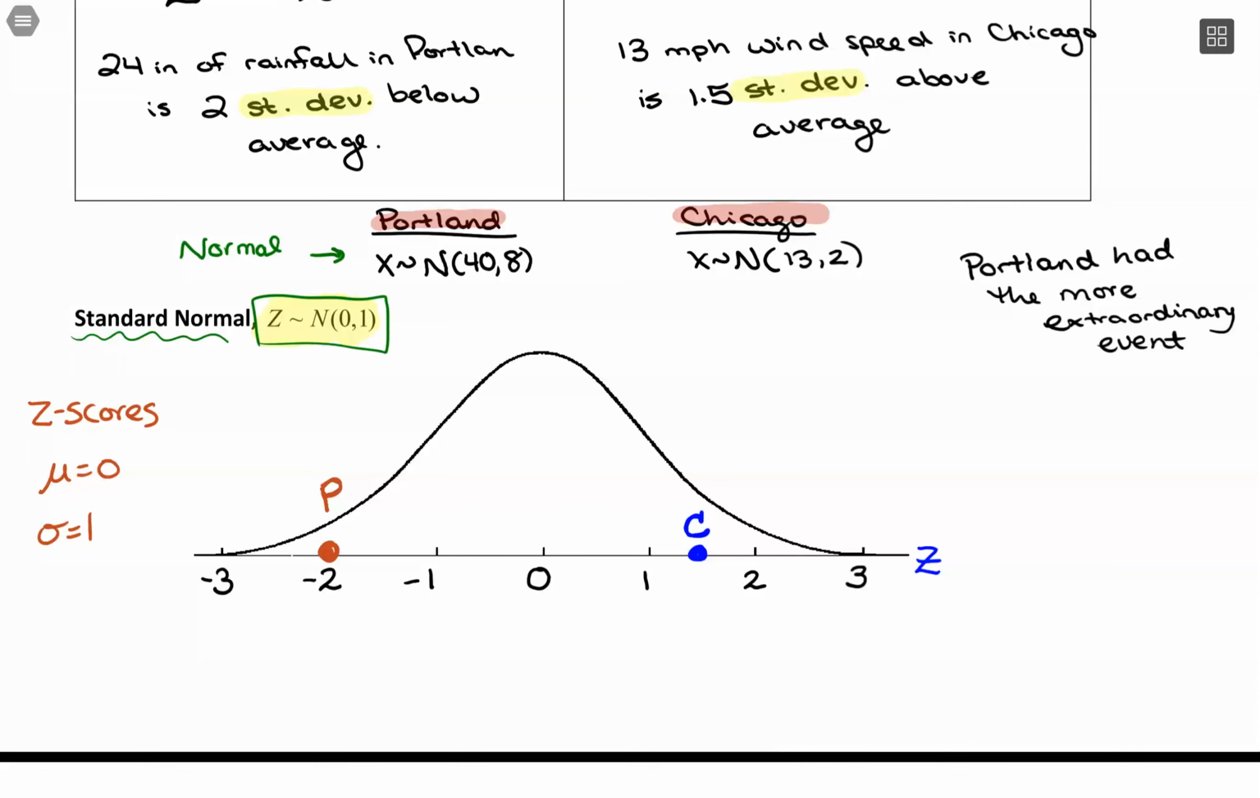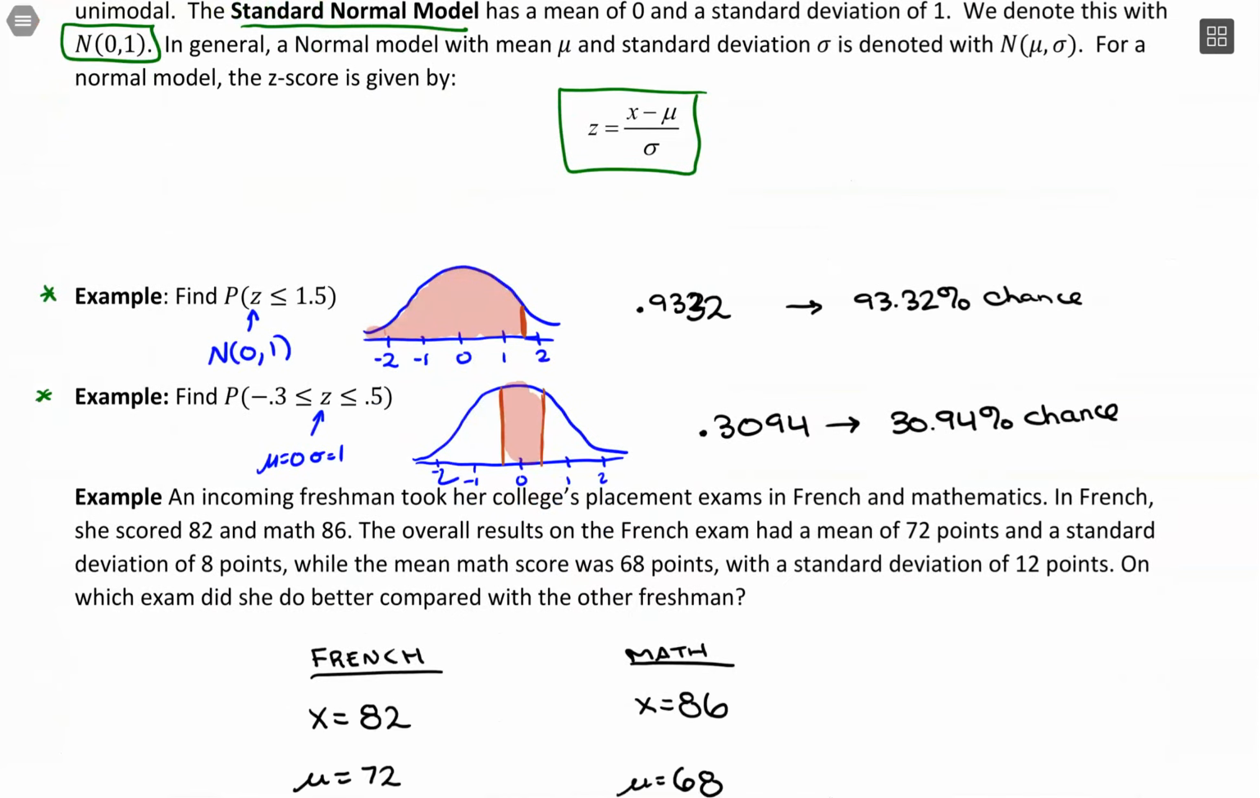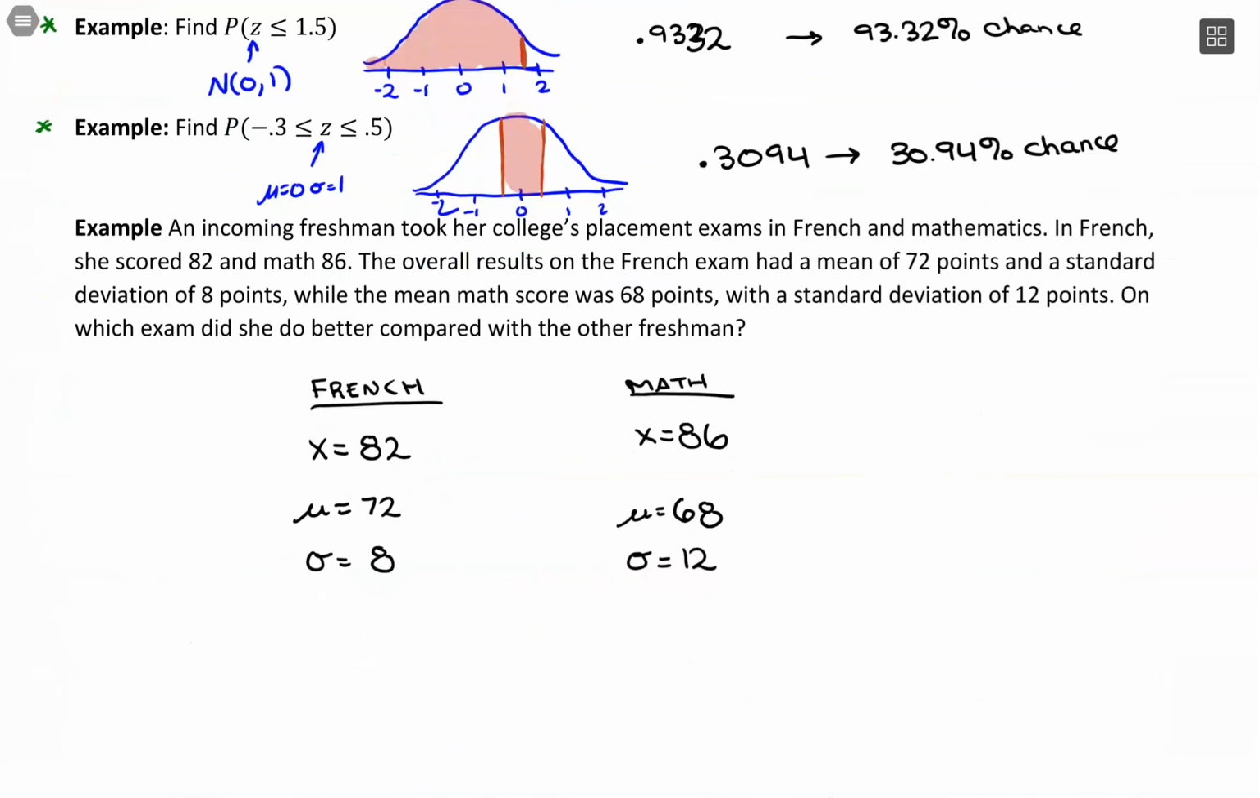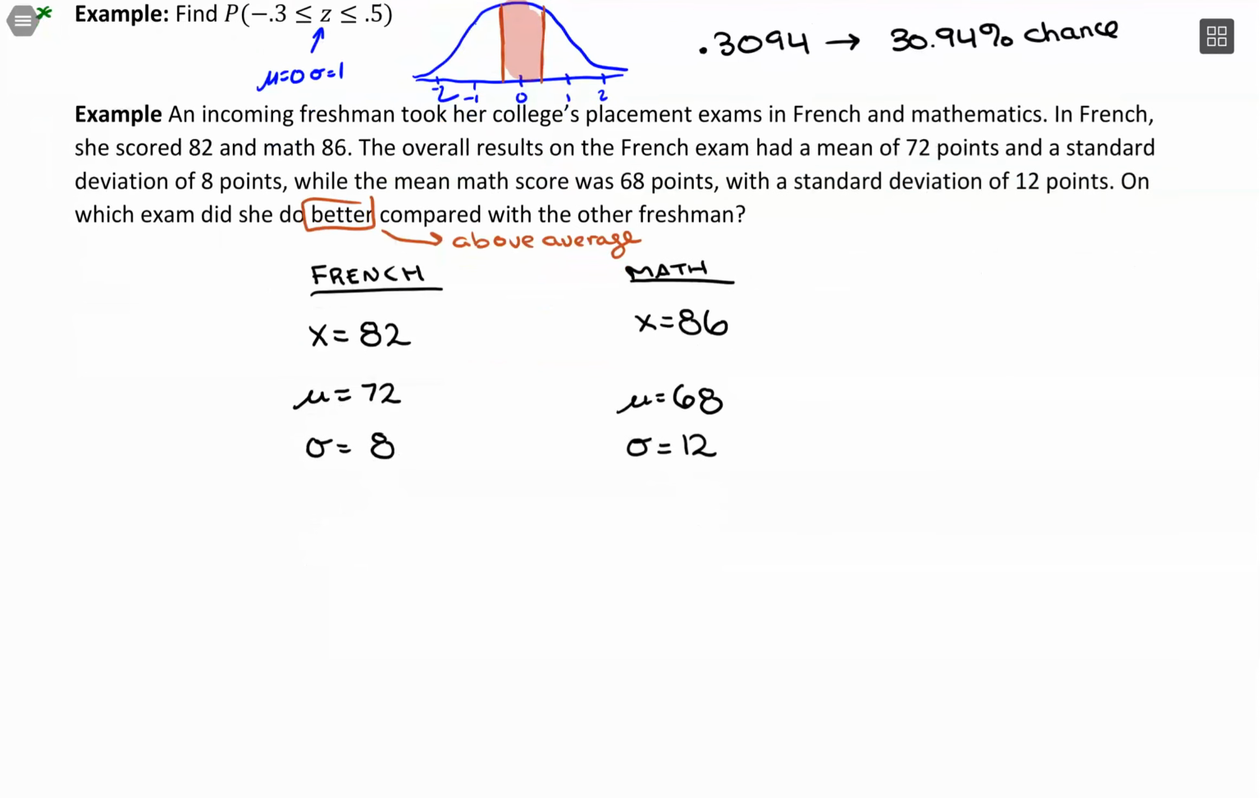With this exam score question, where we want to see which one did she do better on, to see better, it should really be above average, or it should be the higher of the scores. So sometimes it'll imply wording like that of only looking at the negative values or only looking at the positive values based on how they come out. So let's find our two z-scores.